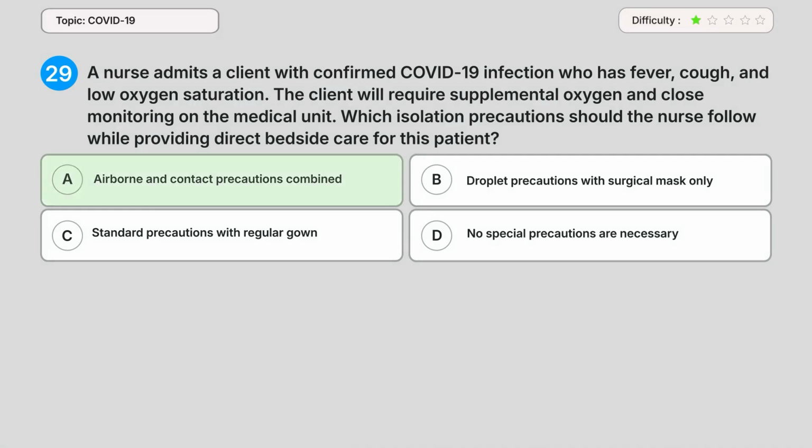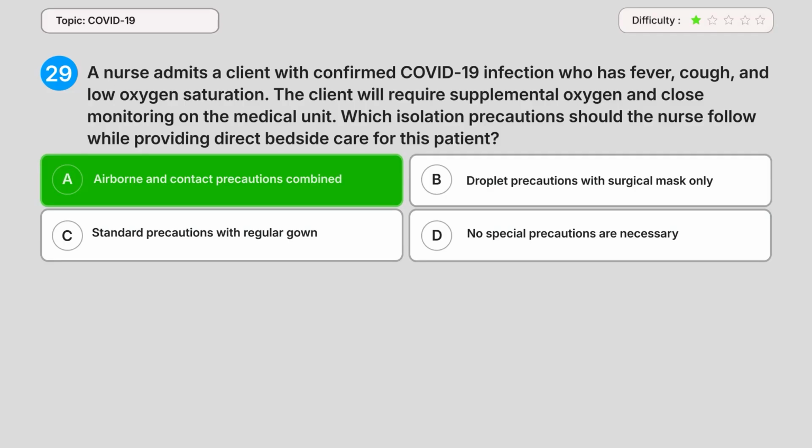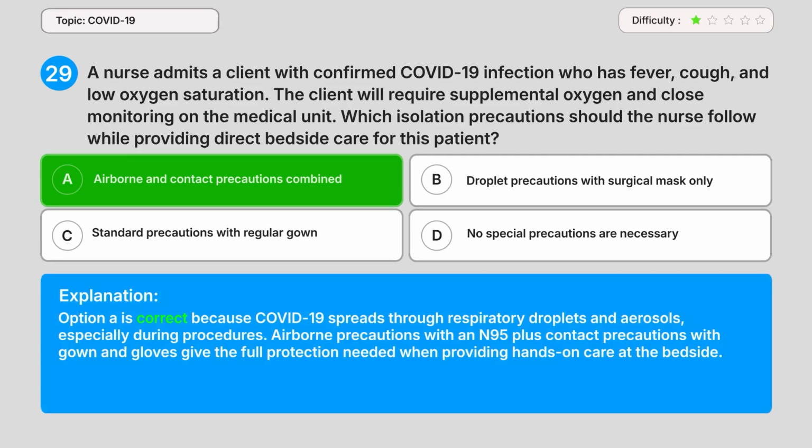Correct answer. A. Airborne and contact precautions combined. Explanation. Option A is correct, because COVID-19 spreads through respiratory droplets and aerosols, especially during procedures. Airborne precautions with an N95 plus contact precautions with gown and gloves give the full protection needed when providing hands-on care at the bedside.